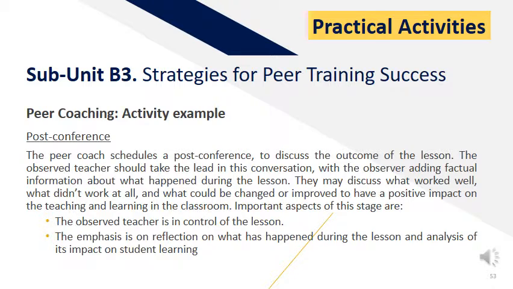In the post-conference phase, the peer coach schedules a post-conference to discuss the outcome of the lesson. The observed teacher should take the lead in this conversation, with the observer adding factual information about what happened during the lesson. They may discuss what worked well, what didn't work at all, and what could be changed or improved to have a positive impact on the teaching and learning in the classroom. Important aspects of this stage are: the observed teacher is in control of the lesson, and the emphasis is on reflection on what has happened during the lesson and analysis of its impact on student learning.